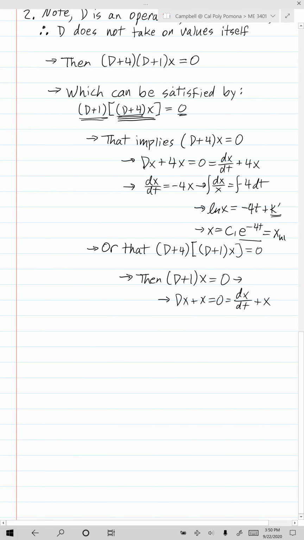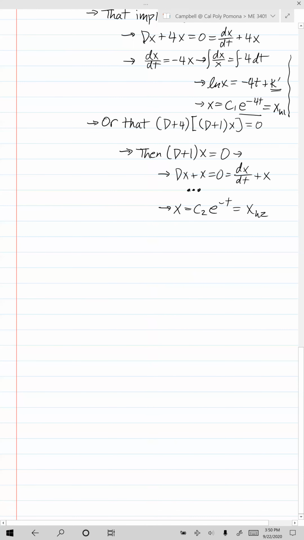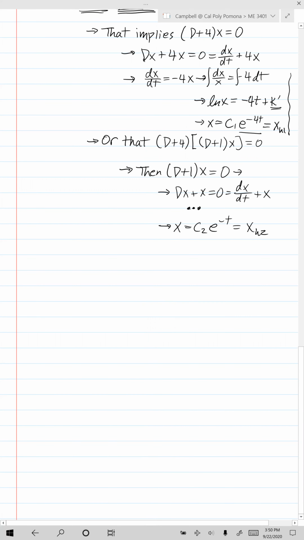And we can go through exactly the same process that we did up here, dot, dot, dot. And of course, what are we going to end up with? We're just going to end up with x is equal to c2 e to the negative t, which of course is related to our second homogeneous basis function for the solution. Now, of course, we know that the general solution is just a linear combination. We'll get that down in just a second.